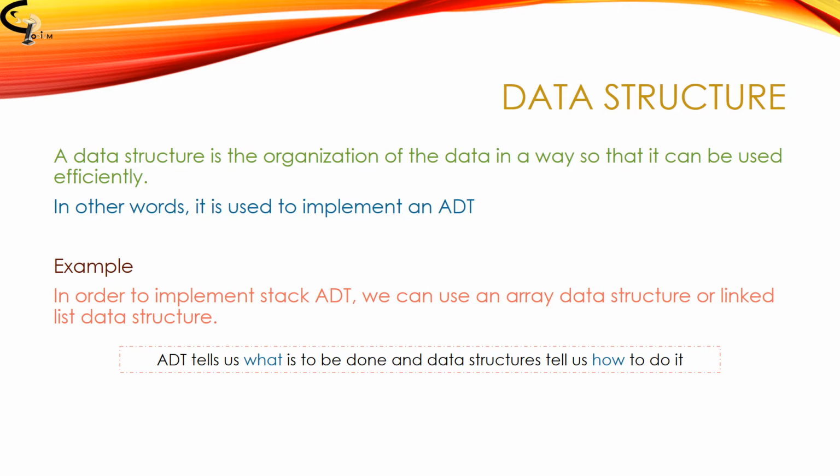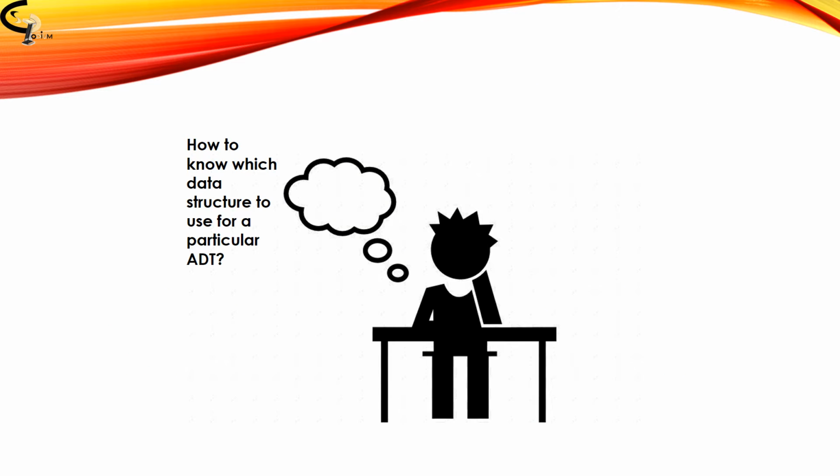This we got to know from the previous presentation where we have seen an example that to implement a stack ADT, we need to use an array data structure or linked list data structure. So, data structure is used to implement an ADT. ADT only tells us what is to be done and data structures tells us how to do it. Up to now, we have got to know that ADT gives the blueprint and data structures gives us the implementation.